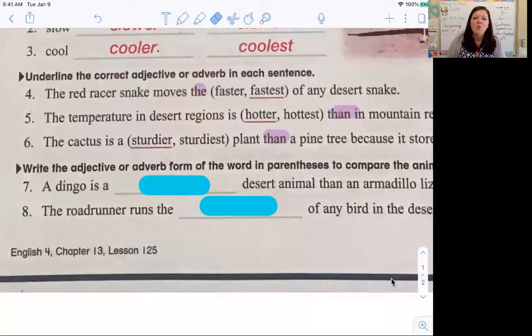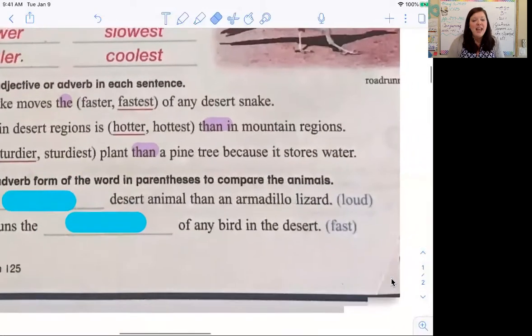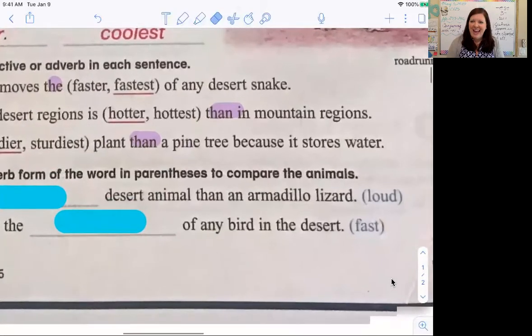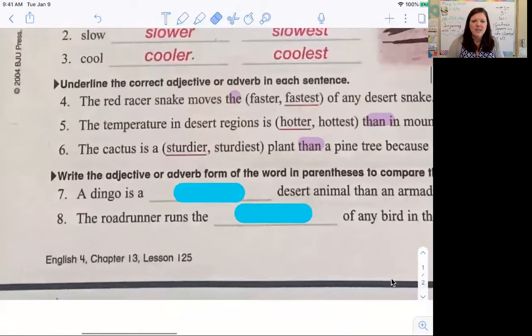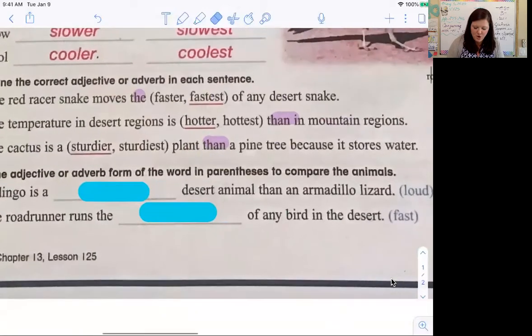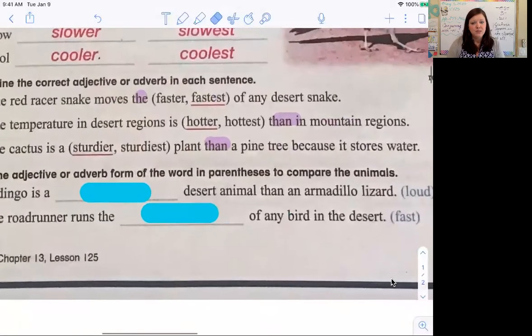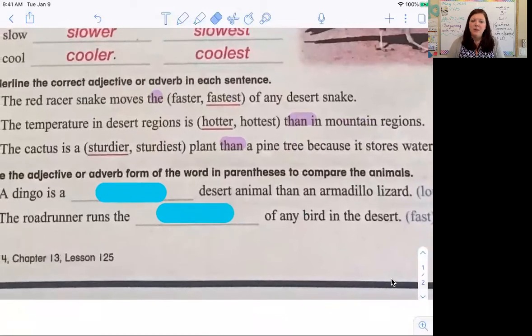Section 7. Write the adjective or adverb form of the word in parentheses to compare the animals. We're using the word loud. A dingo is a blank desert animal than an armadillo lizard. Loud. Well, how many items are we comparing? Dingo, armadillo lizard. 2. Did you see the clue word in the sentence as well? I saw it. Than. Than tells us that we're talking about 2 items that we're comparing.